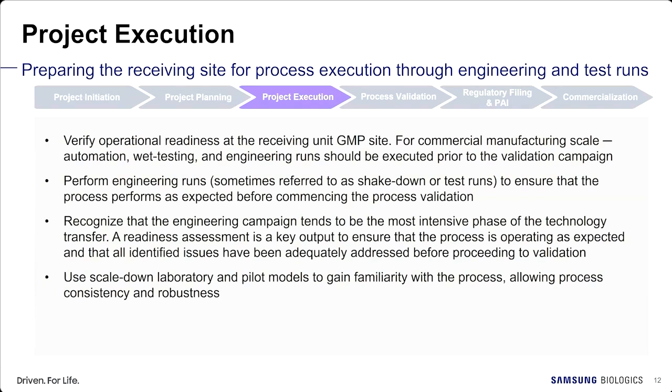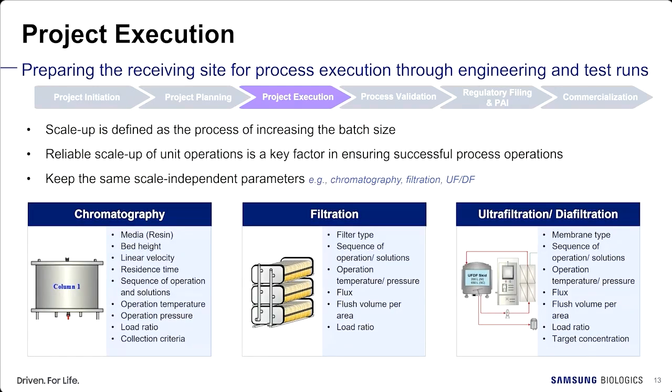Verification runs and satellite runs, as scaled-down laboratory and/or pilot models, also can be executed to ensure robustness and consistency of the process. The key idea to execute the technology transfer is scale-up. Scale-up is defined as the process of increasing batch size. Reliable scale-up of unit operation is a key factor ensuring the success of a process operation.